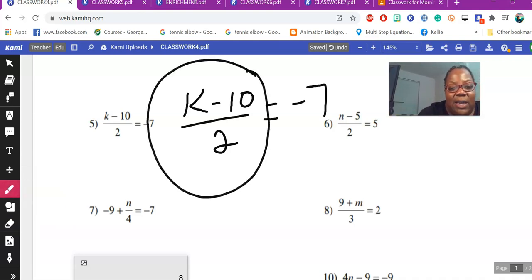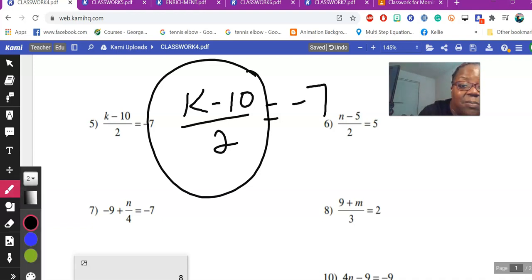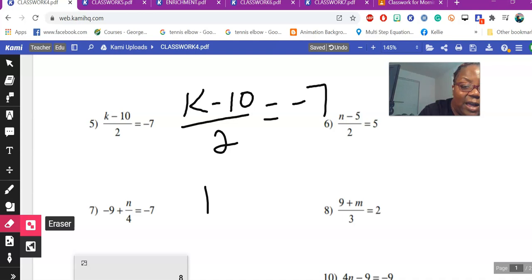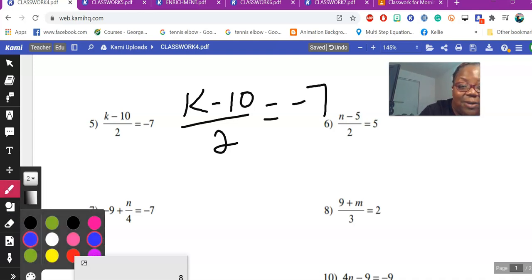So you can see it's k minus 10 divided by 2. And remember, our job is to do the opposite of what we see. So if we see divided by 2, guess what we're going to do? Correct. We will multiply by 2. So remember, with funky fractions, it's kind of backwards. And I'll explain again in class.